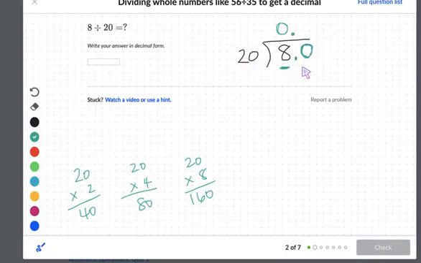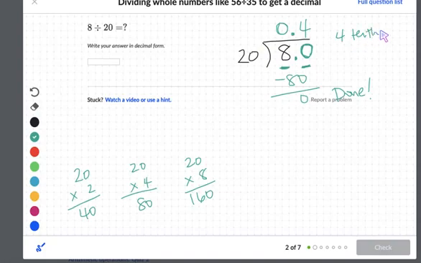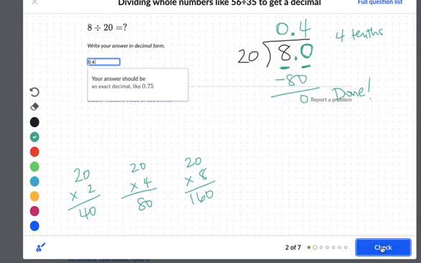8 is the same as 8.0, but now we need them, so we want them to appear now. 20 goes into 80 4 times, because 4 times 20 is 80. So I'm going to put 4 there. When I subtract it, there's 0 as the remainder, so we know we're done. So the answer is 0.4. If 8 people were sharing 20 apples, each person would get 4/10 of 1 apple, because there's not enough apples. So our answer is 0.4.